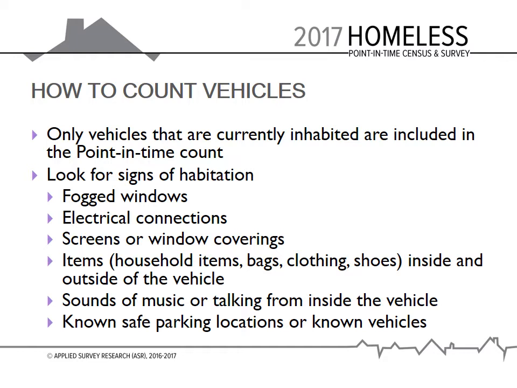As I mentioned in the previous slide, individuals living in their cars are included in this definition. So this slide is meant to review how to tell if a car or a vehicle appears to be inhabited by a homeless individual. So you're going to look for signs of habitation in the car. So that would be fogged windows, maybe electrical connections coming out of the car, screen or window coverings. Oftentimes there'll be household items inside and outside of the vehicle, making it seem like more of a permanent living place. You might hear sounds of music or talking from the inside of the vehicle.